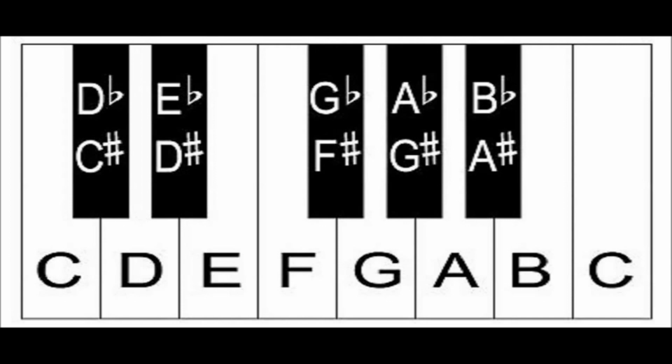If you look at the keys of a piano represented here, you see white and black keys. The white keys have the letter names A, B, C, D, E, F, and G. The black keys are in between and each have 2 names.